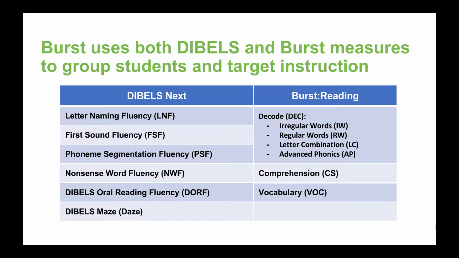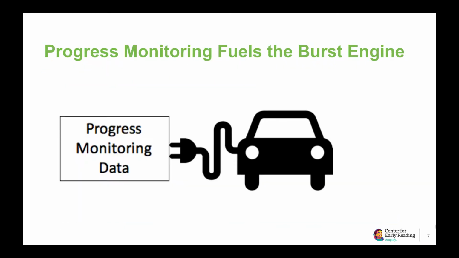Burst and DIBELS measures talk to each other in the Burst system. The Burst algorithm matches the progress monitoring measure to the instruction to determine how much progress each student has made in the 9 days of instruction and to come up with the next set of catered lessons. Every other week on the same day, you'll progress monitor to track students' mastery on the skills they have learned in Burst and provide data for the next set of Burst lessons.